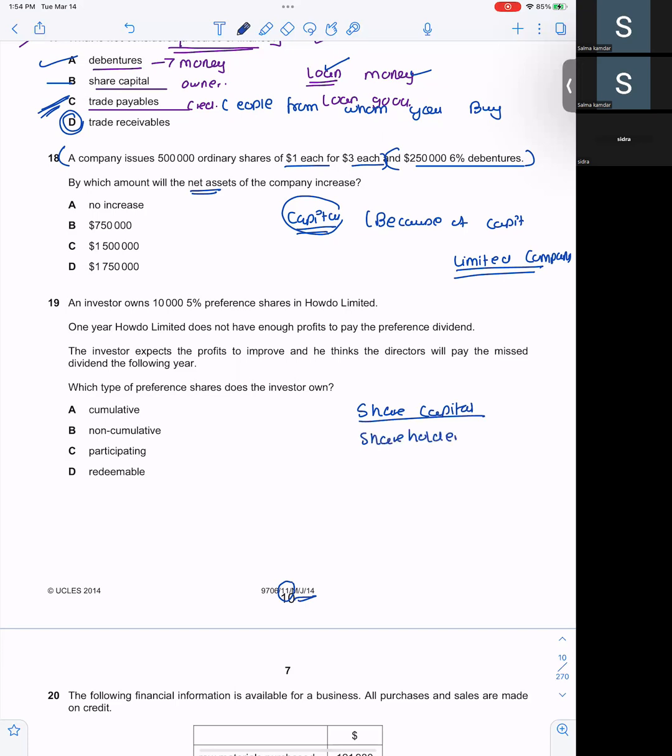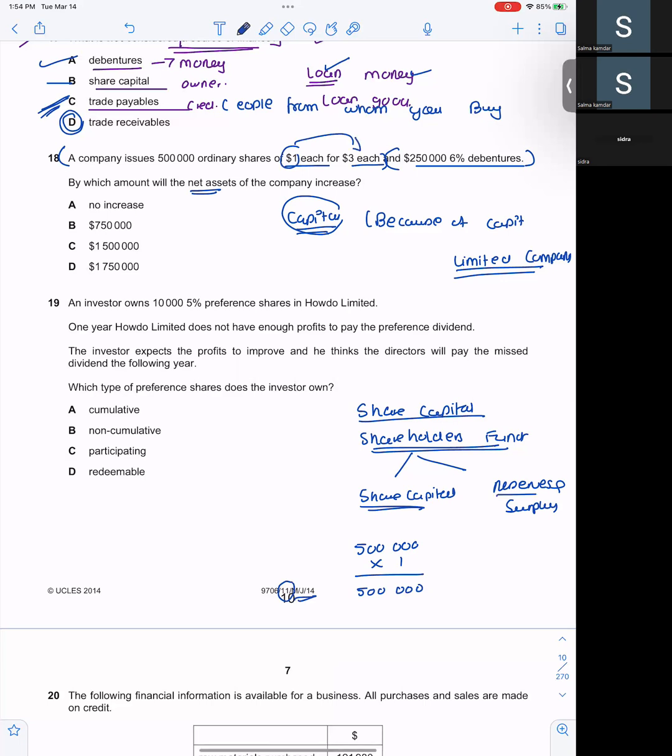We want to know by what amount the shareholders' funds increase. Shareholders' funds will be two things, right? The share capital and the reserves and surplus. Share capital will be increasing by 500,000 into 1. And you are issuing shares of $1 at $3. So reserves and surplus will be increasing by 500,000 into 2. You're issuing shares of 1 at 3, so you're going to get 3. 1 will go towards the share capital and 2 will go towards the premium.